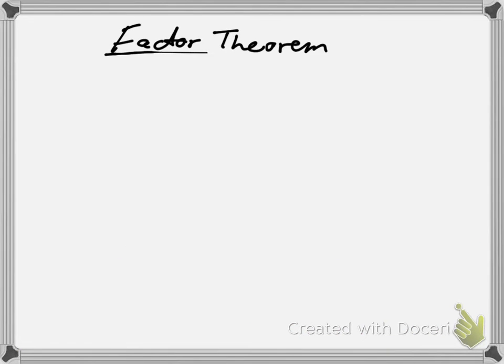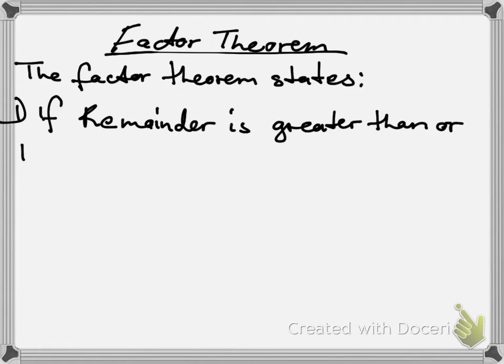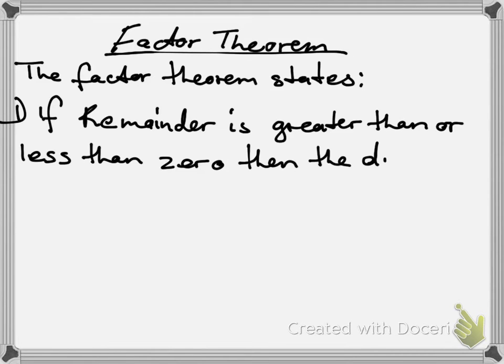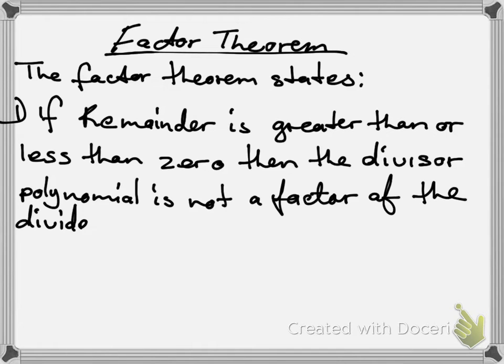So the factor theorem makes use of the remainder theorem in such a way that when we do the factor theorem and we have got a remainder that is less or greater than 0, then we know that that divisor is not a factor of the dividend polynomial. Are we together? Which means the dividing polynomial is not a factor of the dividend polynomial, right?